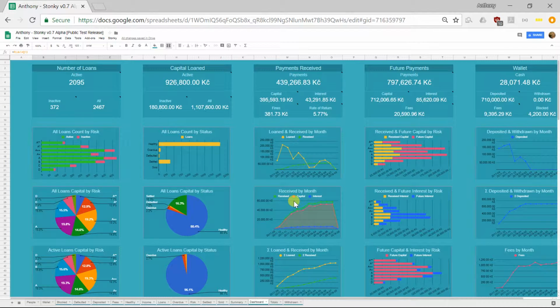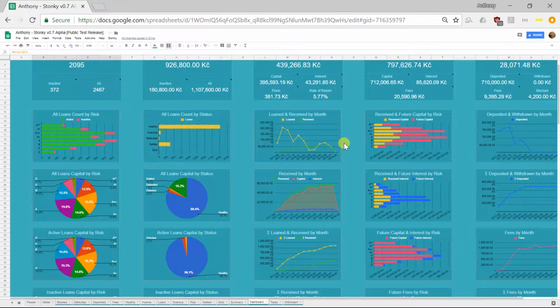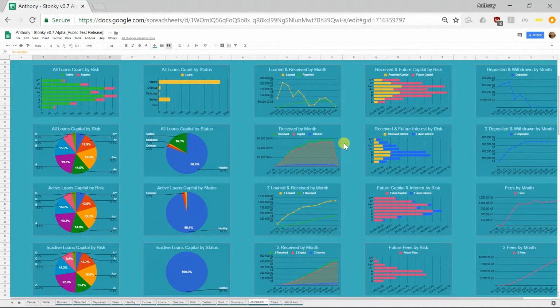In a previous video, I mentioned that Stonky 0.7 alpha includes new features showing future fees and rate of return. In this video, I'm going to mention the third new feature that's added, which is additional charts in the dashboard. Now, if you're doing just an overview analysis, you'll really only notice one new chart, which is future fees by risk here.